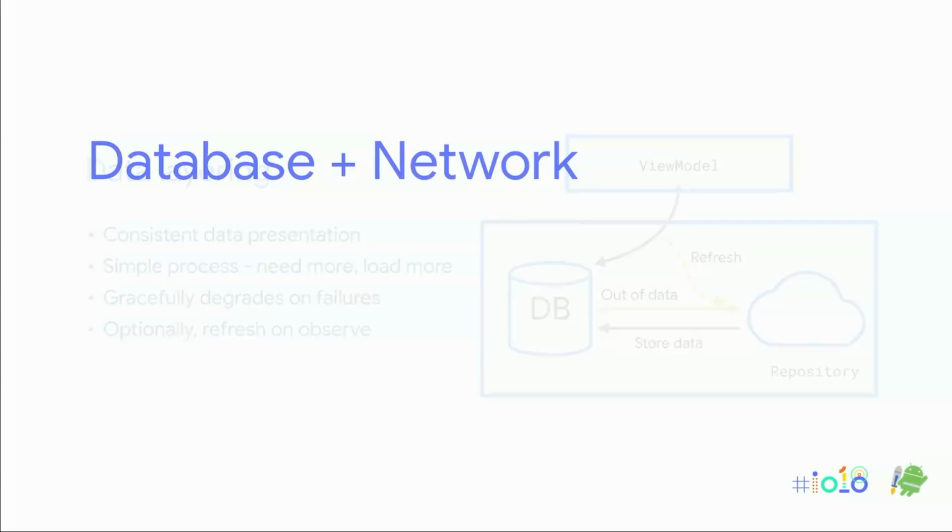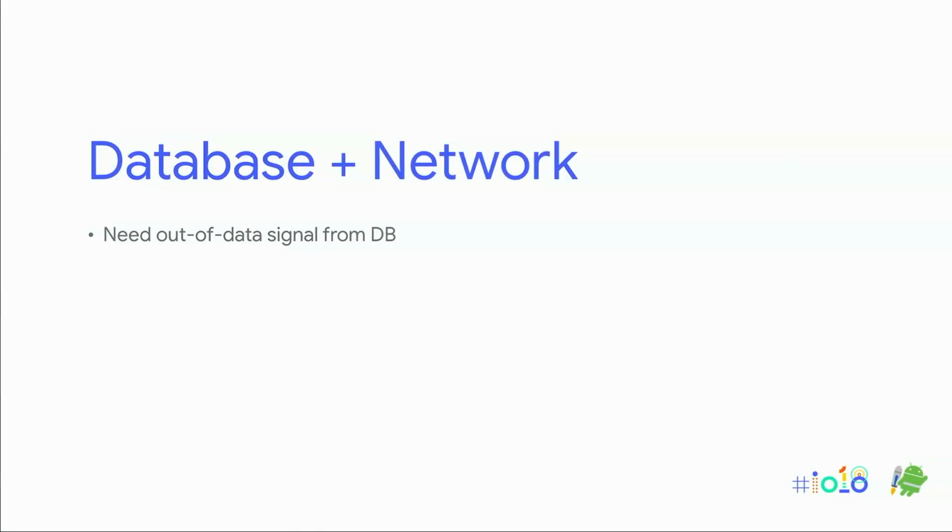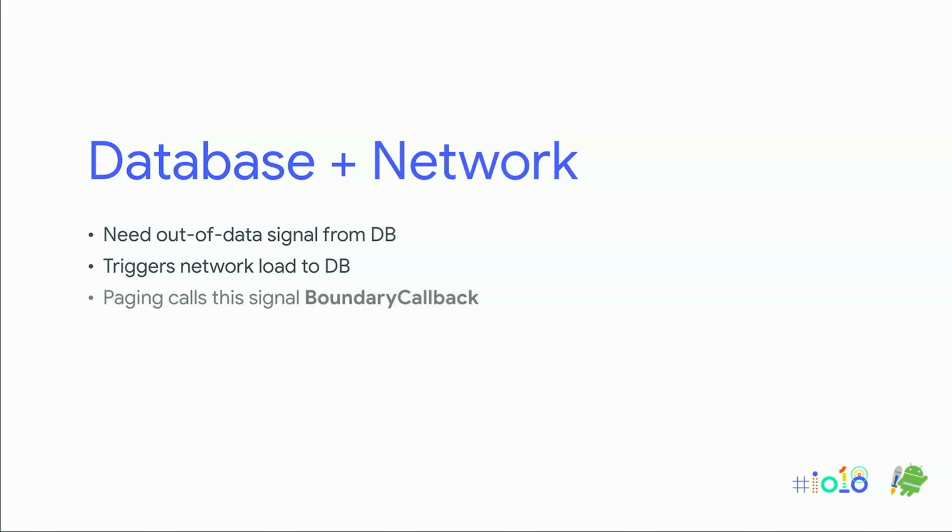frequently updating data. So in that proposed model, we need an out-of-data signal from the database, because the rest of that we've basically already built in the first few slides. When we have that signal, we can trigger loads from the network directly into the database, and the UI doesn't have to enter into any of that. So paging built exactly this signal for exactly this reason, and we call that the boundary callback. So let's go ahead and look at what that might look like.